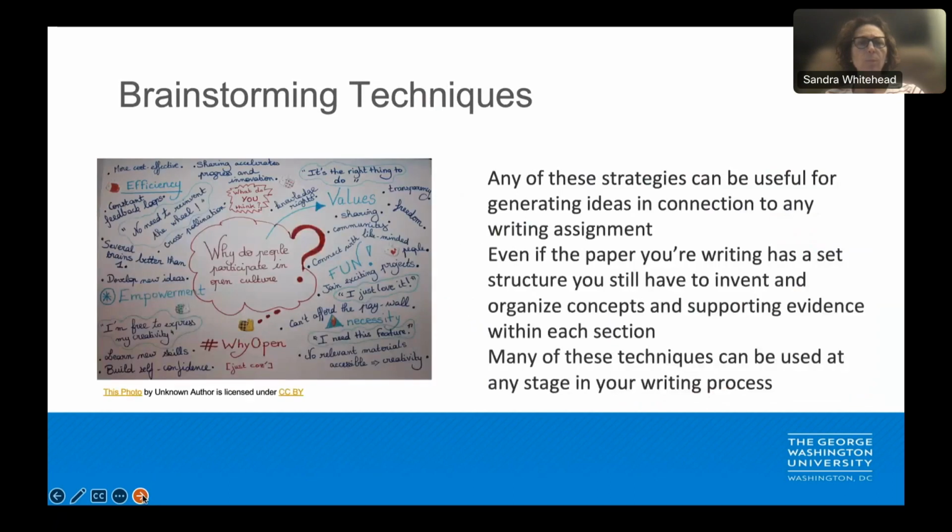Any of these strategies can be good for generating ideas in connection to your writing assignment. So even if the paper that you're writing has a set structure, as the capstone does, you still have to invent and organize your concepts and provide supporting evidence in each section. So some of these techniques can be used at different stages in the writing process.